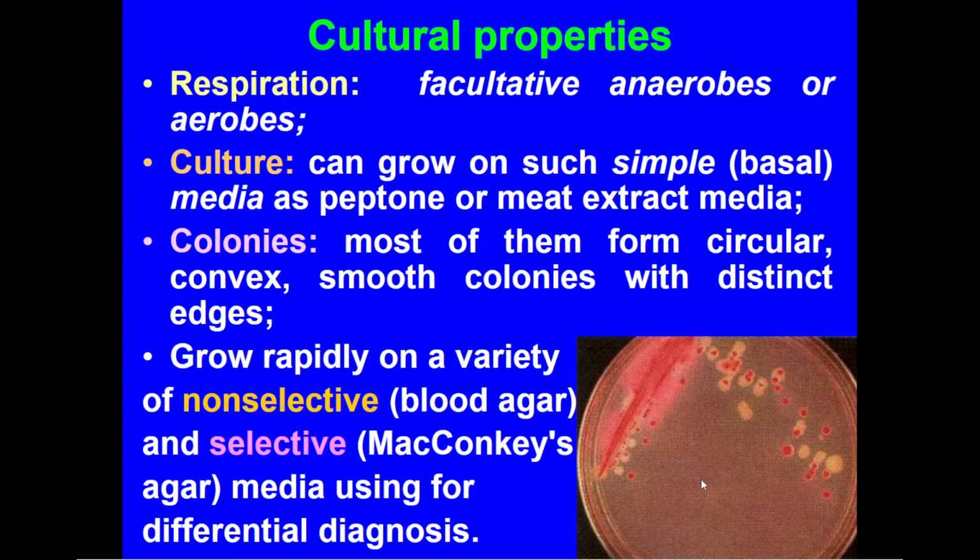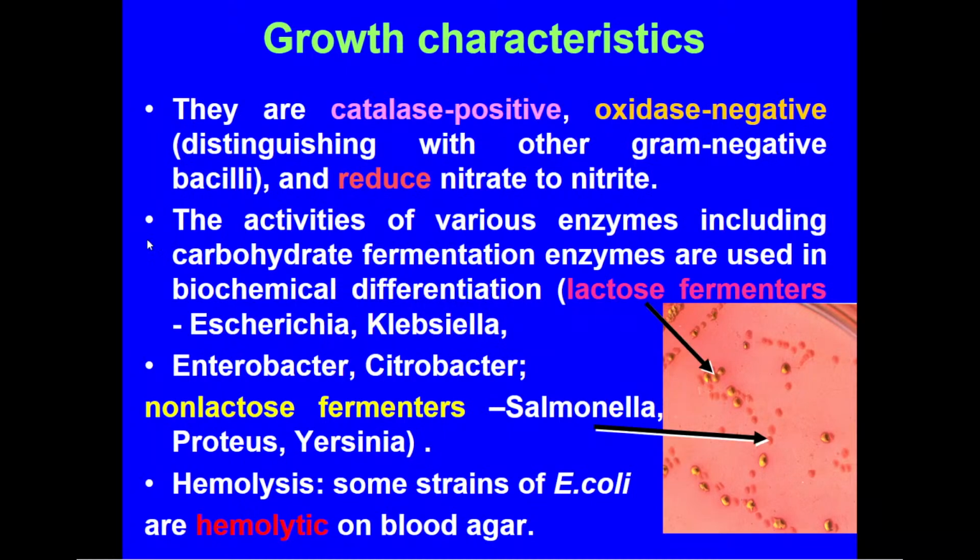Another group is gram-negative bacteria that cannot ferment lactose. They form non-pigmented colonies on this medium because they don't ferment lactose. So in MacConkey's medium, at the same time, we get rid of gram-positive bacteria that are inhibited there, and also differentiate the gram-negative bacteria that grow here into lactose fermenters and non-lactose fermenters.